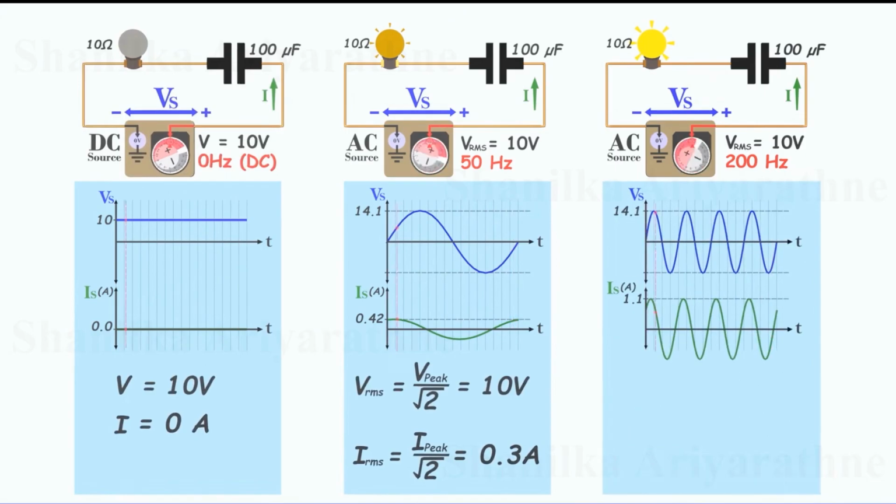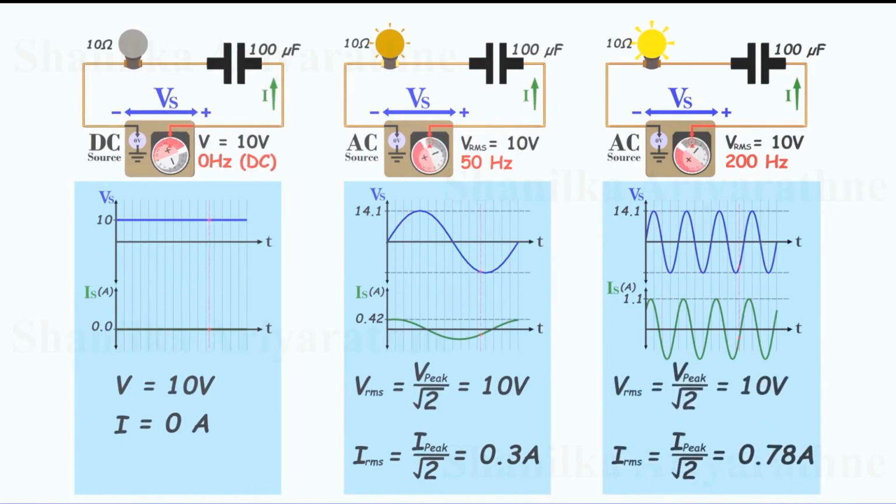Now let's increase the frequency to 200 Hz. Notice something interesting. The peak current increases even more, reaching about 1.1 amps. So even though the RMS voltage stays exactly the same at 10 volts, the RMS current increases to about 0.78 amps. That means more current is flowing through the circuit, which is why the light bulb now glows much brighter.